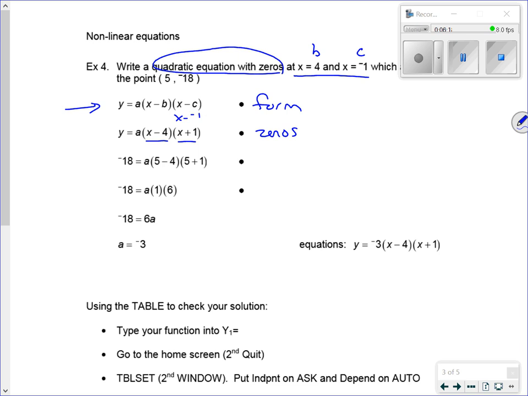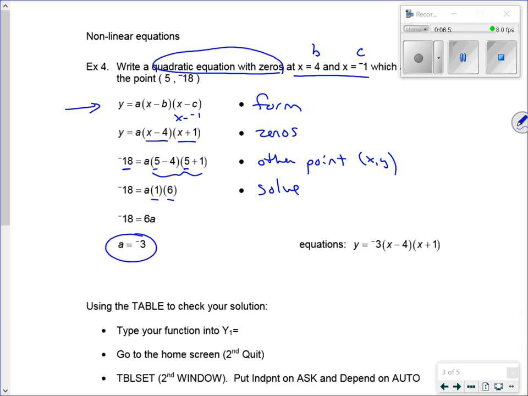Okay, and then you're going to plug in the other point for x and y. So there's the other point, 5 into both of those x values, and y is -18, and then we're going to solve. So when you solve this, you want to start by simplifying these two sets of parentheses. 5 minus 4 is 1. 5 plus 1 is 6. You'll have better luck if you change that a times 1 times 6 into 6a, and then divide both sides by 6, and you get a is -3.